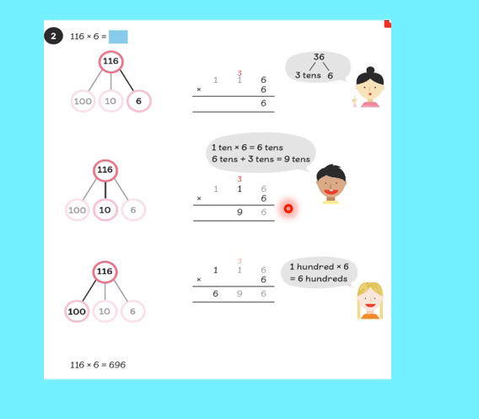So Ravi has then had a look at the tens. So here's 1 ten times 6 will give him 6 tens. He's remembered we can't forget about these 3 tens we still have here, so we need to add them in. So 6 tens plus 3 tens will give us 9 tens, and we can put 9 tens in this column. Finally, Hannah has looked at the hundreds. 100 times 6 will give us 600, which we can put in this column here, and that will show us the same answer of 696.